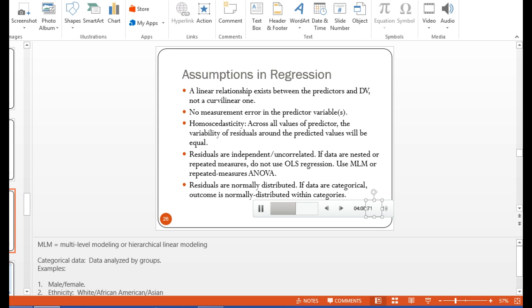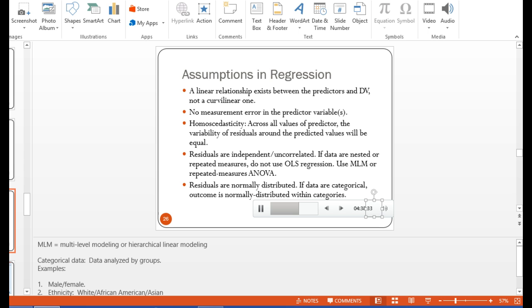Okay, so the first assumption is that a linear relationship exists between the predictors and the DV, and it's not curvilinear. We're going to be learning how to test for curvilinearity or nonlinearity, again, synonymous terms, later in the course. But for now, we just need to be able to visually look at things and see that the relationship is linear. Thankfully, this assumption is very easy to test for. Everybody kind of agrees on its solution, and so it's not a big deal.